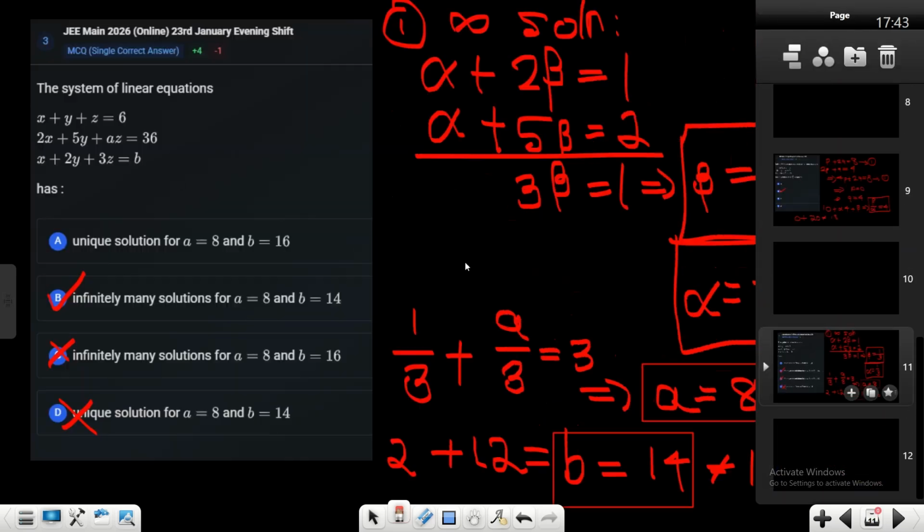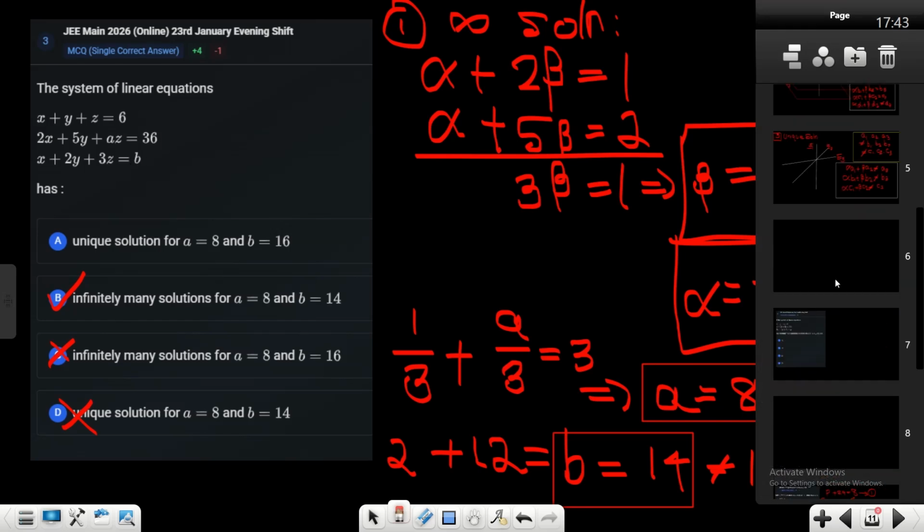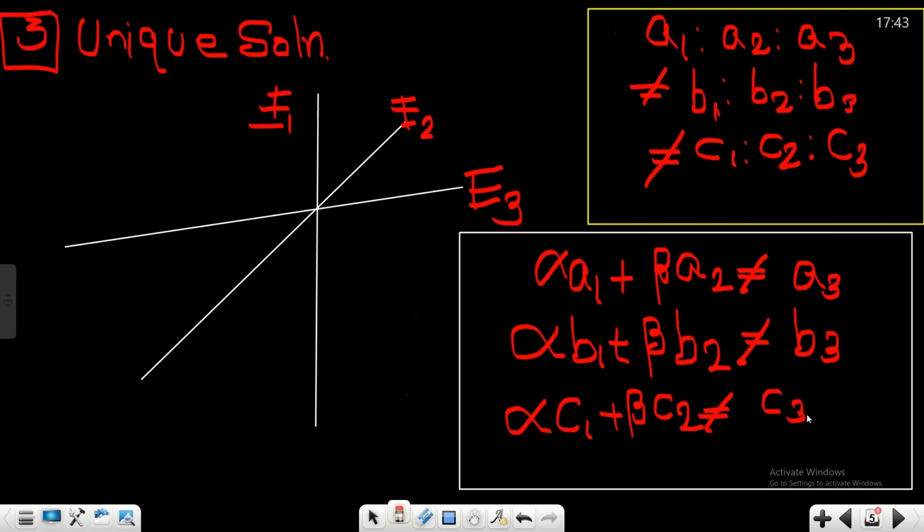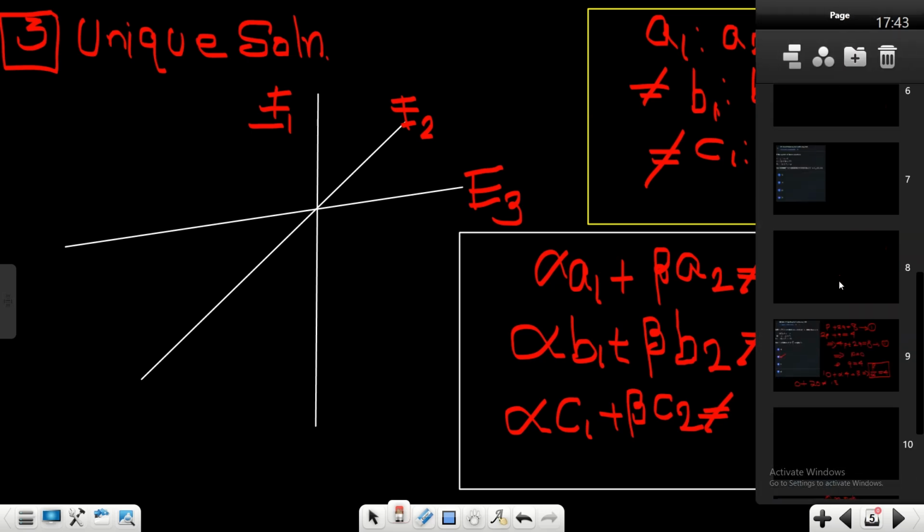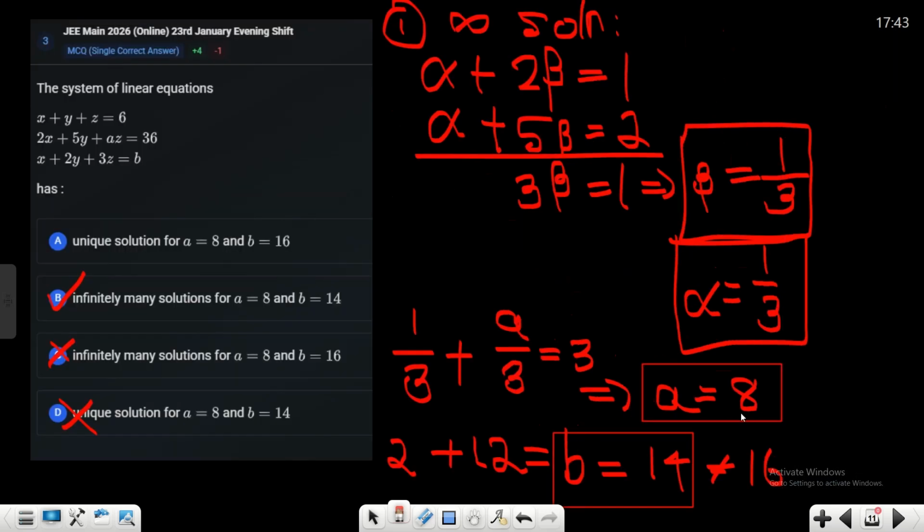Here a is appearing as the z coefficient, and I have said that for the z coefficient also it should not be equal. If you remember, C1, C2 and C3 are the coefficients of z. In this last question, the z coefficient is actually equal to 8, and 8 not equal to 8 is meaningless. So for unique solution, a equal to 8 is also wrong, so option A is also wrong. We are finally left with only option B. So option B is the right answer for this question.